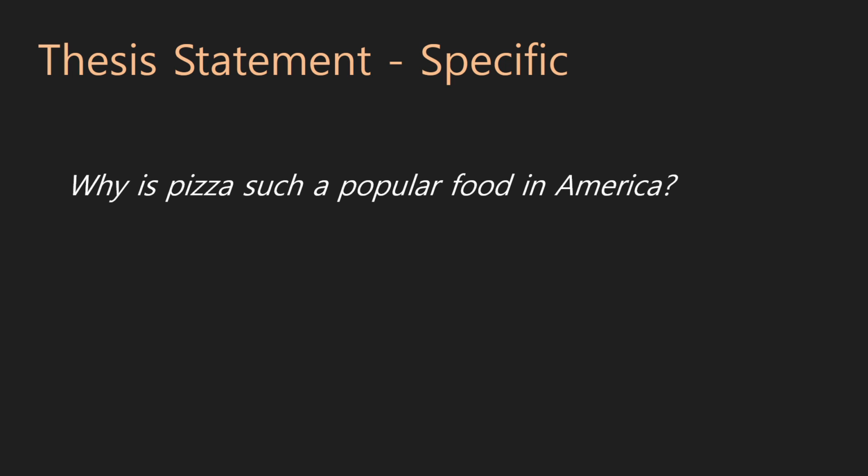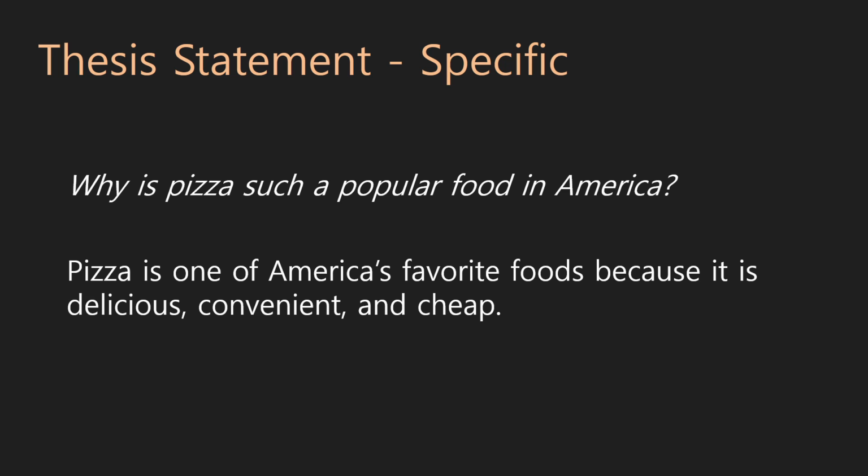If the prompt given to you was, "Why is pizza such a popular food in America?" an example of a specific thesis would be, "Pizza is one of America's favorite foods because it is delicious, convenient, and cheap." I have specifically told my audience what my essay is going to be about. You can predict that my body paragraphs are going to discuss how pizza is delicious, convenient, and cheap. You'll note that my thesis, of course, addresses the prompt. I have stated why pizza is such a popular food in America. As long as the rest of my essay is about this thesis, this would be a good specific thesis statement.